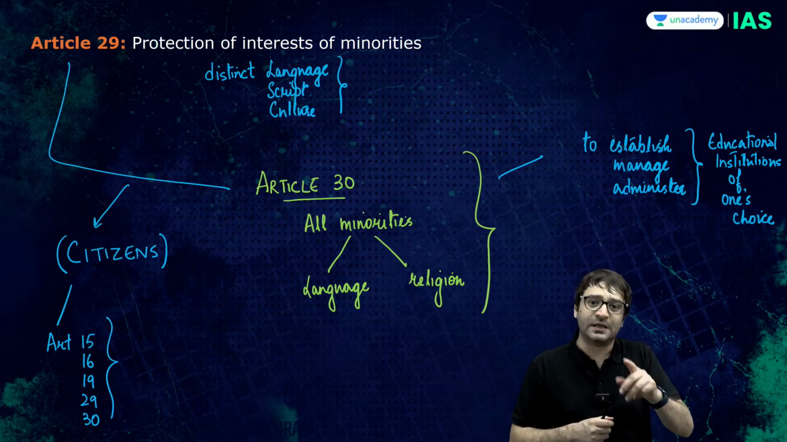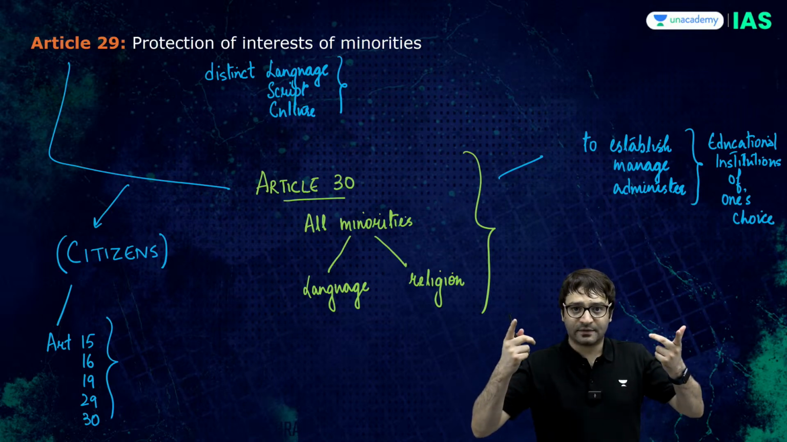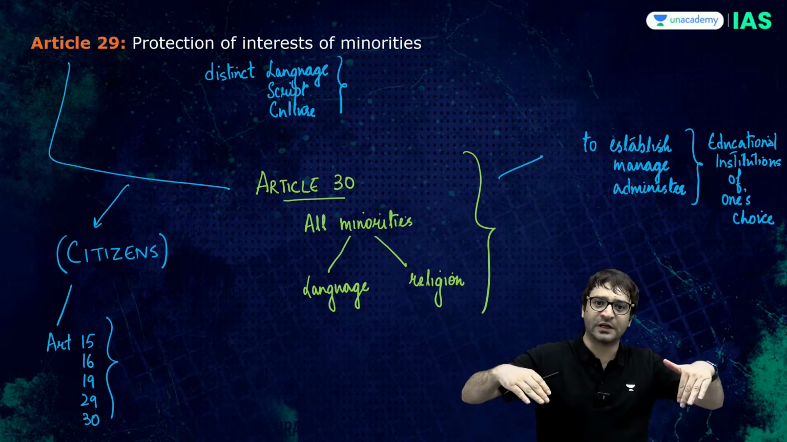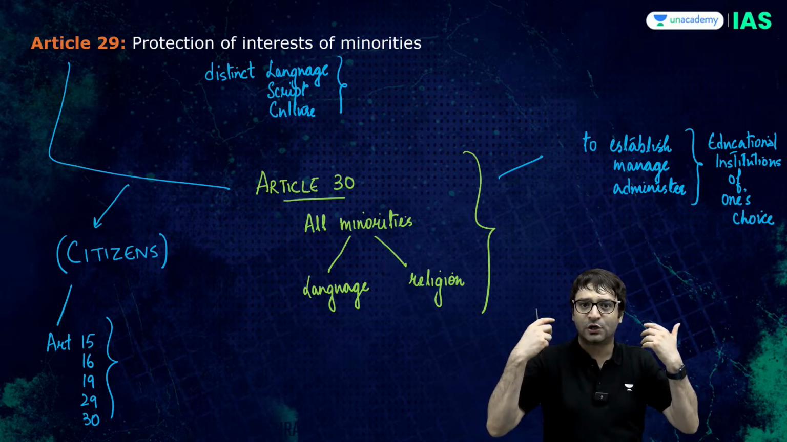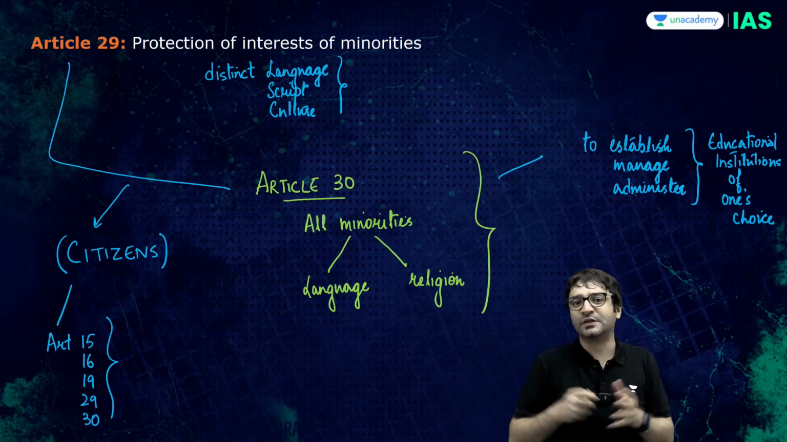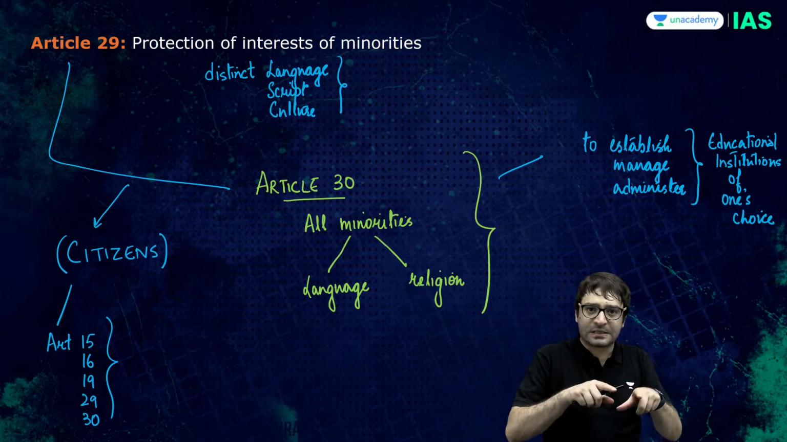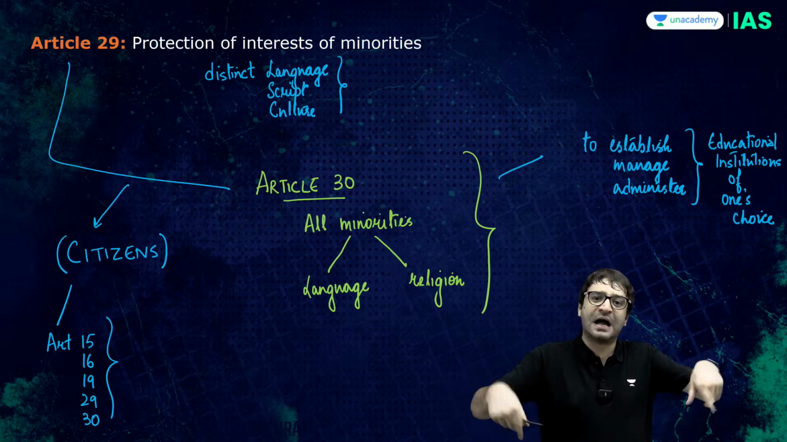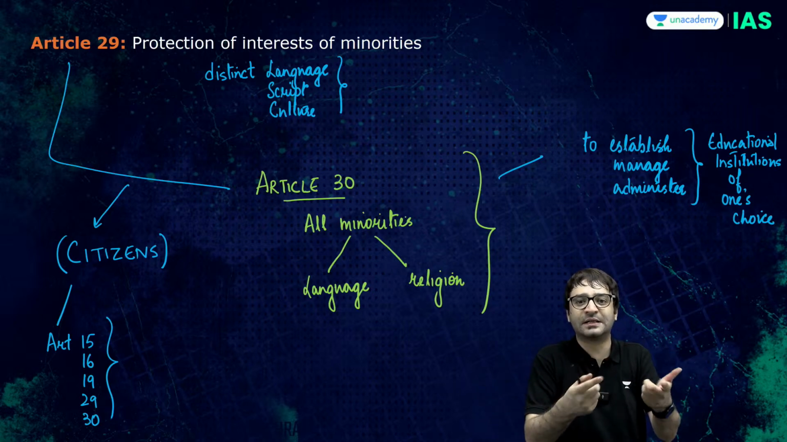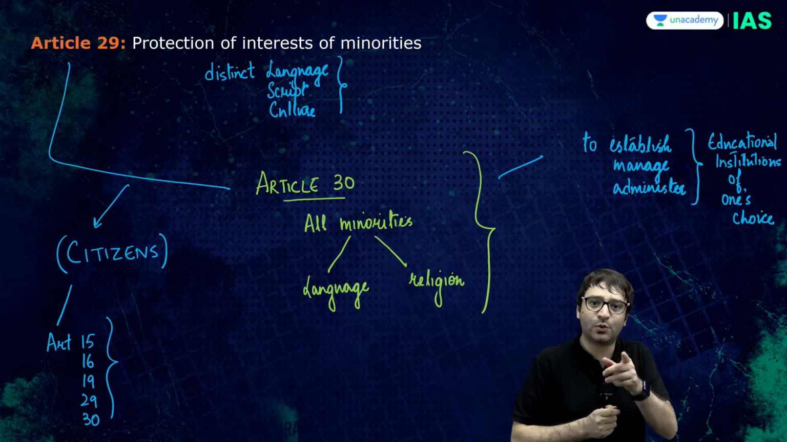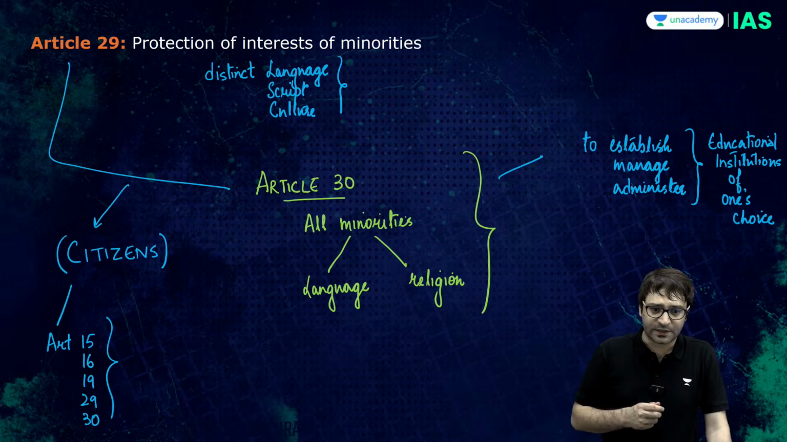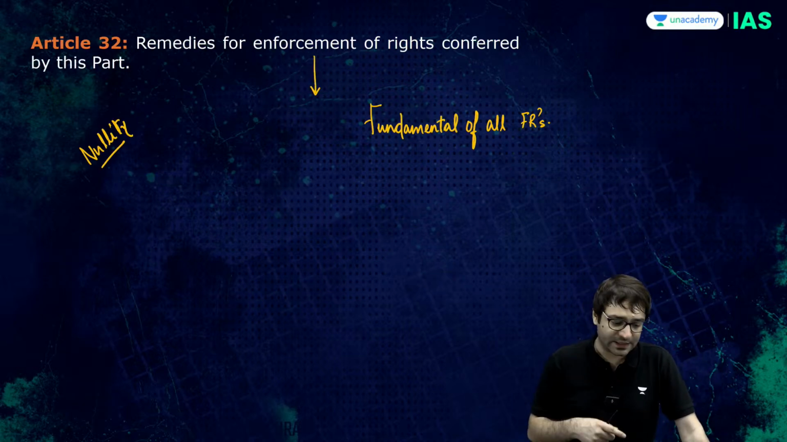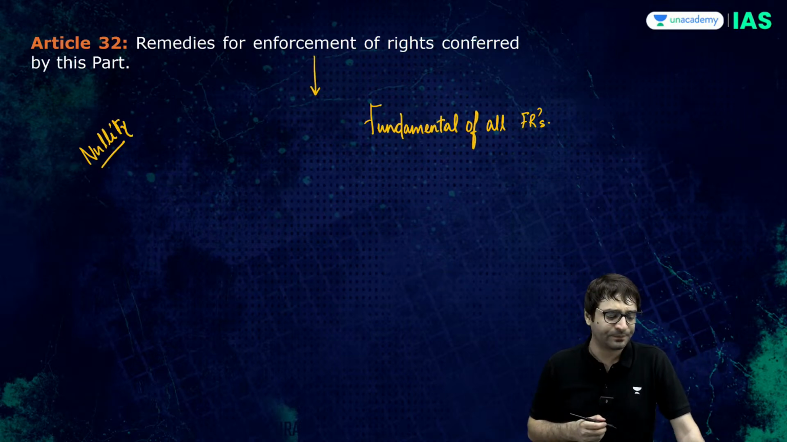It is Article 30, which talks about all minorities, whether based on language or religion, which means our Constitution recognizes minorities only on two grounds, language or religion. And if you are a minority based on language or religion, you have a fundamental right, which is to administer, establish, and manage educational institutions of your choice. That is Article 30. And Article 32 we discussed.